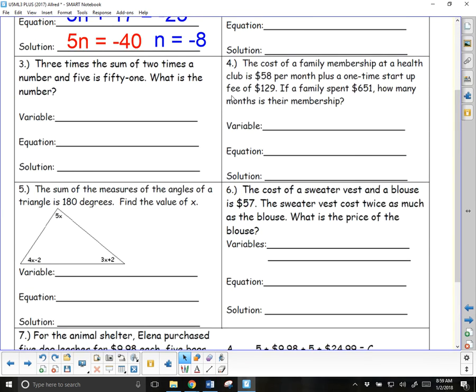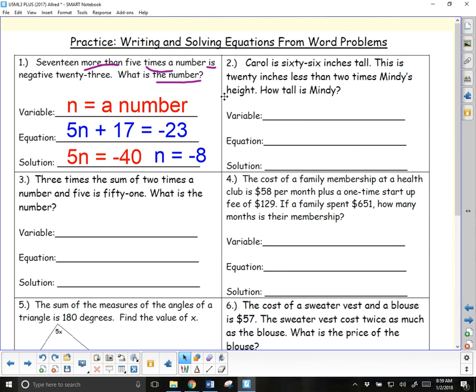So for now, that's it. That's how you translate from words into mathematical expressions and equations. We'll definitely work more tomorrow to finish that. For now, that's all you need to do.